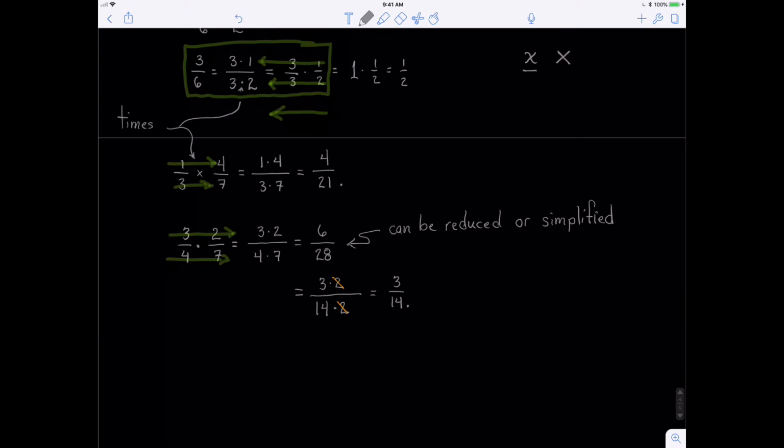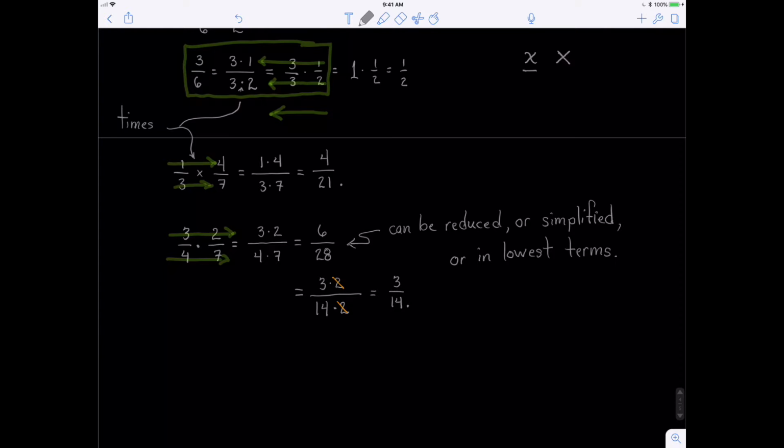So whenever you have a fraction, unless you're told otherwise, the general practice is to write it as reduced, or simplified, or in lowest terms. That's the standard practice. Okay?